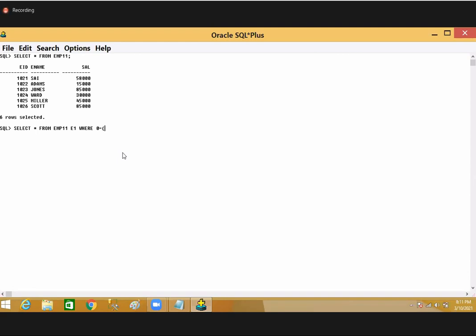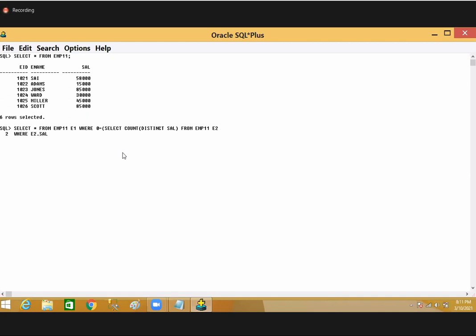0 is equal to select count of star. Okay, sorry, count of distinct on which column? Salary column, from EMP 11 E2, the second alias name. And the condition of the inner query is what? E2 dot salary. Here I'm using greater than.